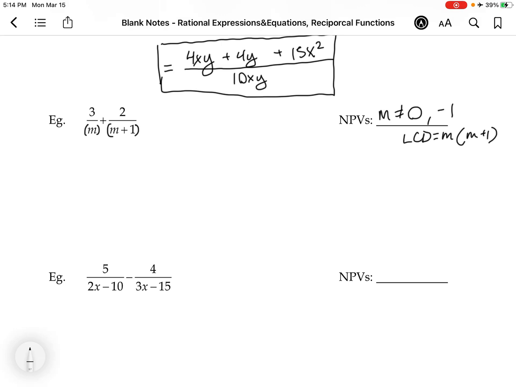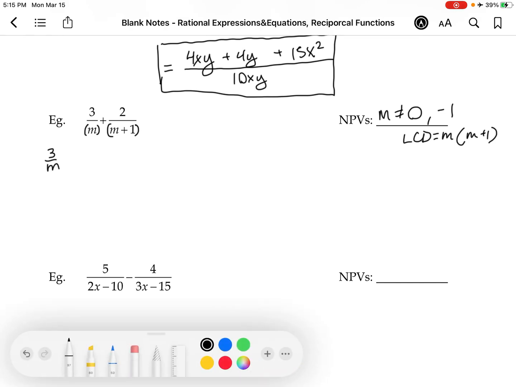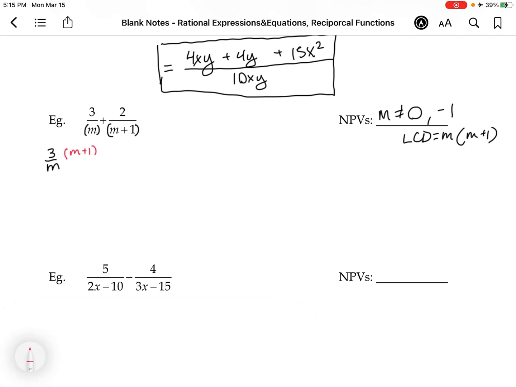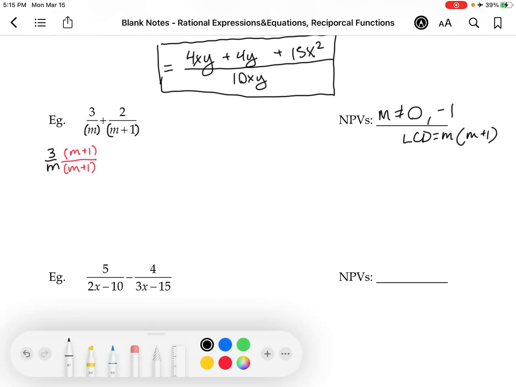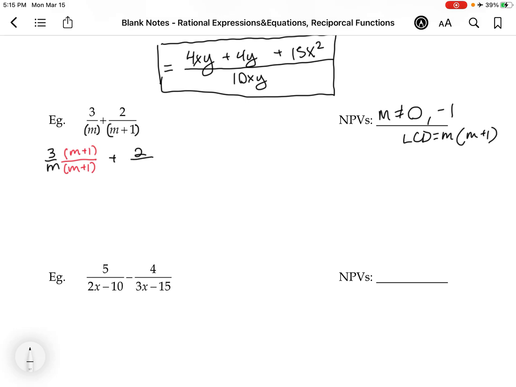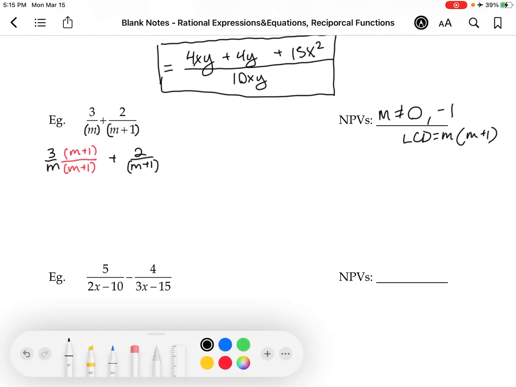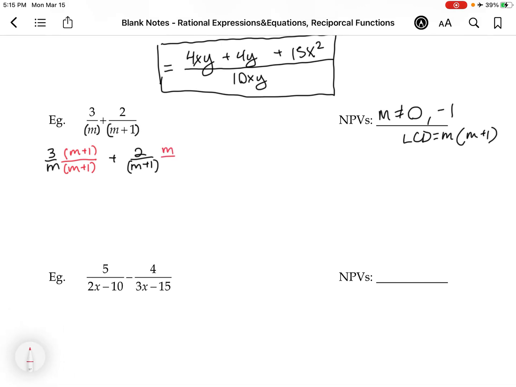Okay, and now we can take steps to multiply each rational expression by the factors that are missing in the LCD from each denominator. So in this first one, what I'm missing is the factor of m plus 1. So I need to multiply this by m plus 1 over m plus 1. Okay, and then in the second one, 2 over m plus 1, the factor that's missing is m. So I'm going to multiply this by m over m.